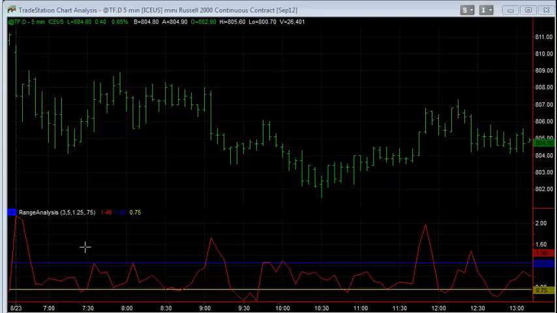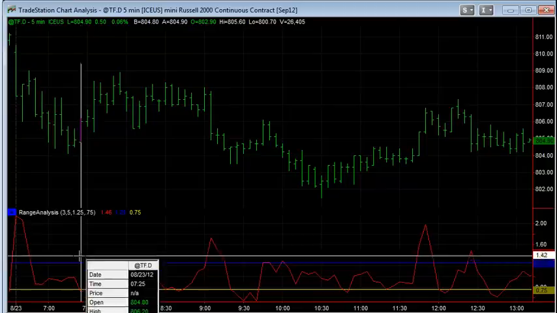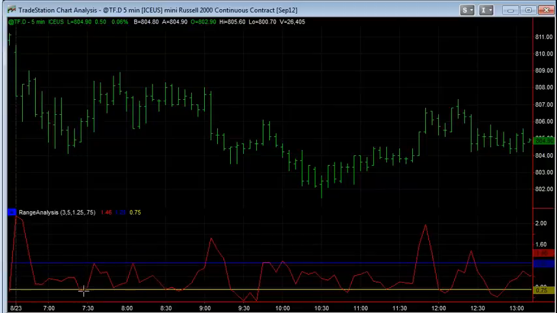If you were a scalper, I have a 5-minute chart here, but if you were a short-term trader and you saw this low volatility period occurring right in here, you would expect the market to break out from that region, and that's exactly what it does.